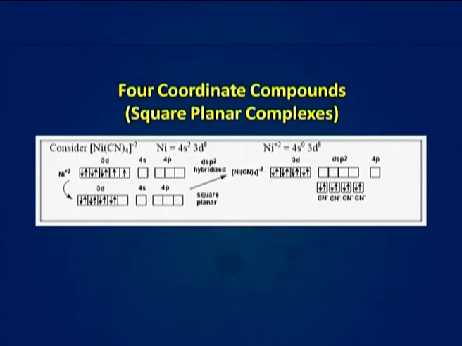Now, the 4 orbitals required to fulfill the coordination number 4 are one d, one s and two p, and we will have the hybridization dsp2 and a square planar geometry. Each of the hybridized orbitals receives a pair of electrons from a cyanide ion. The compound is diamagnetic as evident from the absence of unpaired electrons.